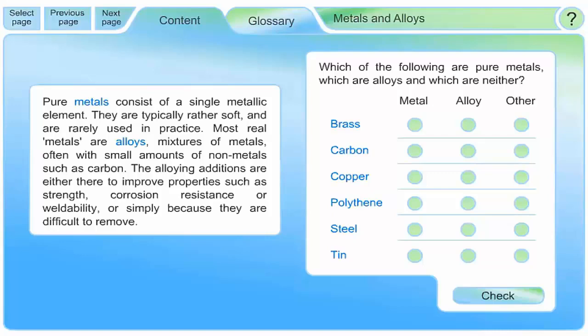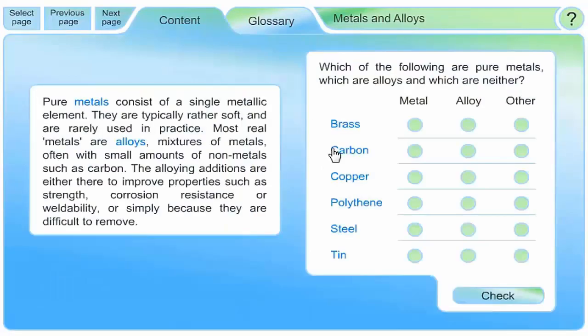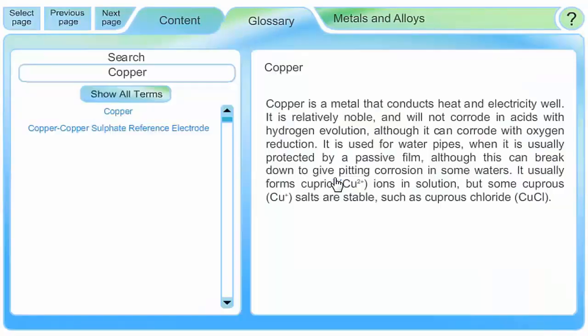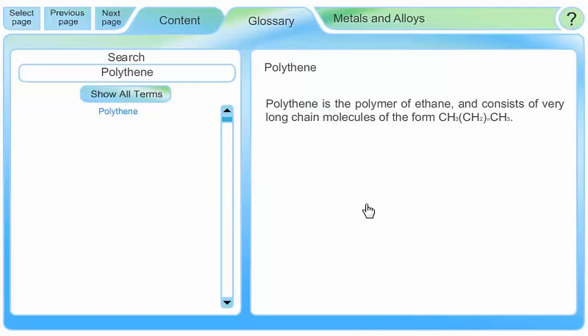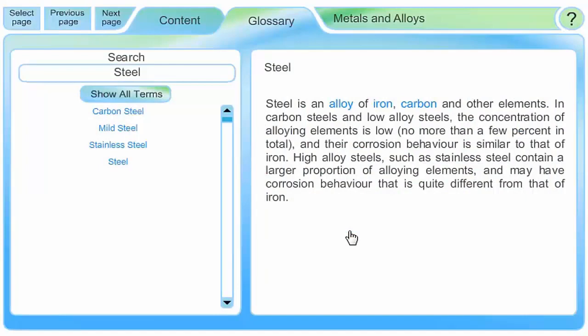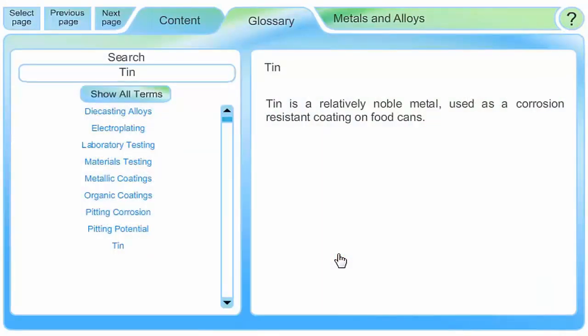So, which of the following are pure metals, which are alloys and which are neither? Brass is of course the alloy of copper and zinc. Carbon is an element found naturally in diamond and graphite. Copper is a metal conducting heat and electricity well. Polythene is a plastic or a polymer of ethane. Steel is an alloy of iron and carbon. And tin is a relatively noble metal used inside certain food cans.